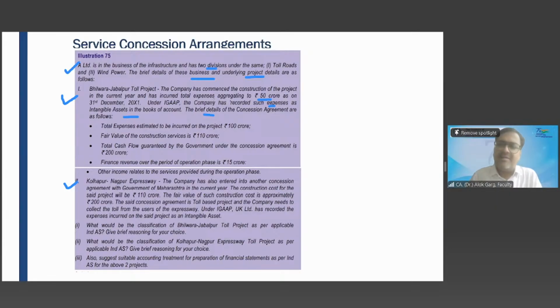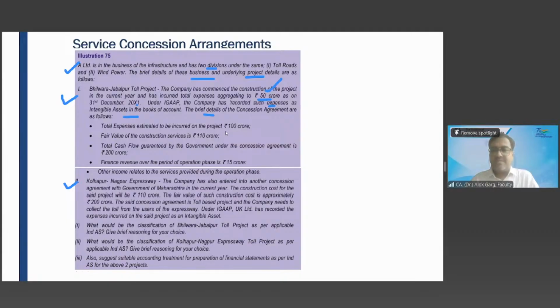Whether this line is relevant under IGAP, what accounting this company was doing, is this line relevant? Yes or no, tell me. Is it relevant, not relevant? It is not relevant because we have to do the accounting as per Ind AS 115. Yes, you're right. So to us, what is the information? The company has incurred a total expense of 50 crore up to this time, and the brief details of the concession agreement are as follows.